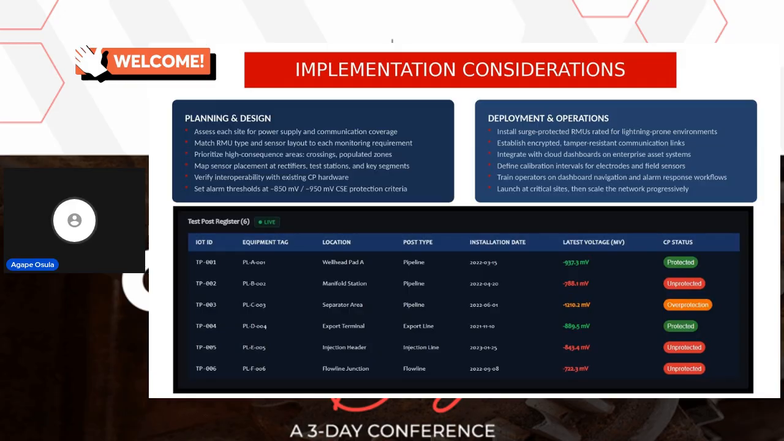Our deployments were mostly source-protected RMUs. We established equipment data, defined calibration intervals for the electrodes and the lights, and of course field sensors, and of course trained operators on dashboard manipulation.